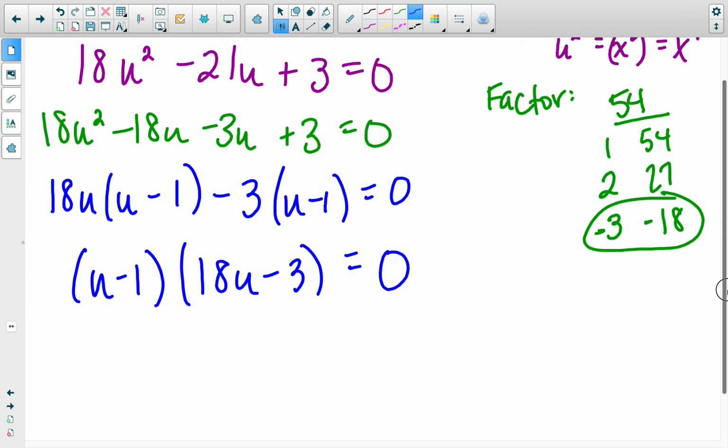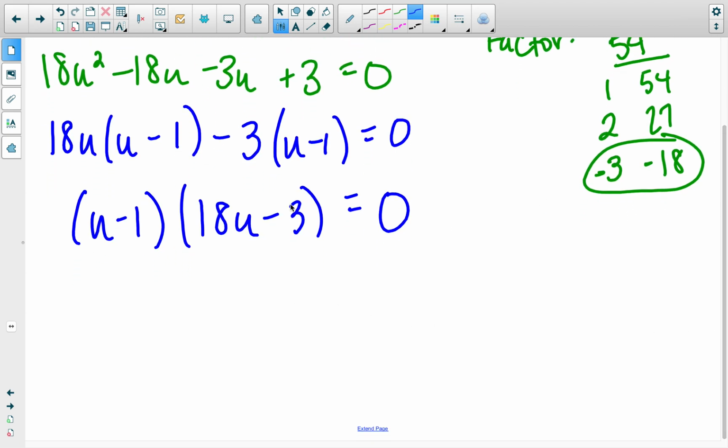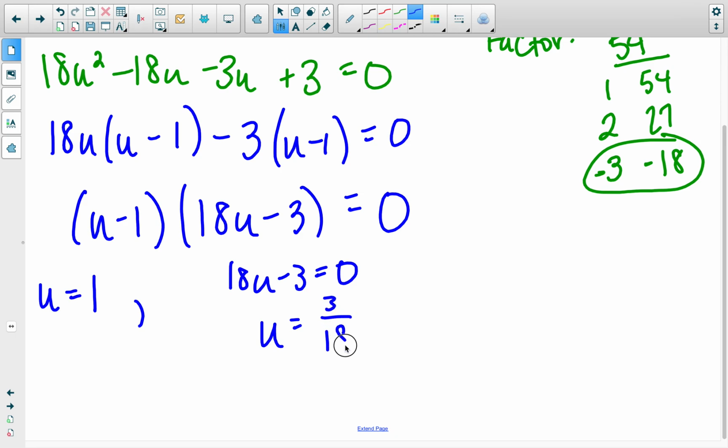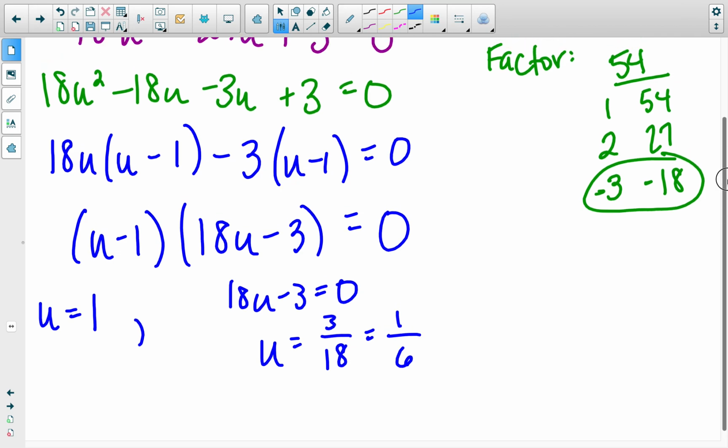Okay, and we're left with 18u minus 3, and now we can set each of these factors equal to 0. If u minus 1 equals 0, that means that u equals 1. If 18u minus 3 equals 0, that means that 18u equals 3, so u equals 3 divided by 18, which is also equal to 1/6. But we are not done. Okay, we are not done.